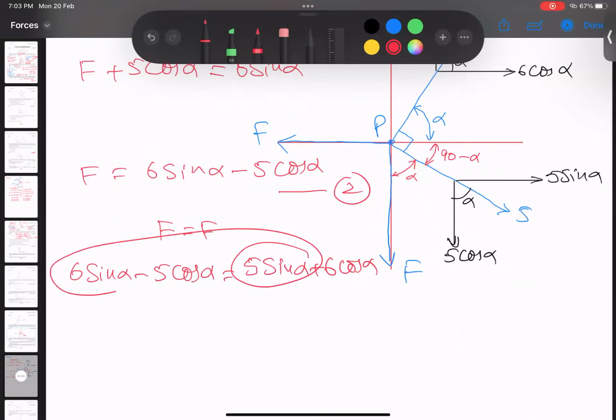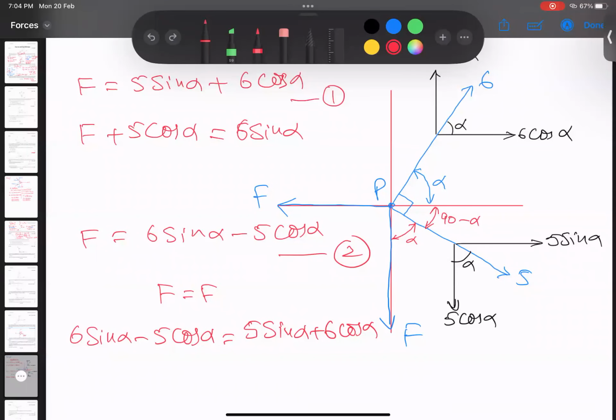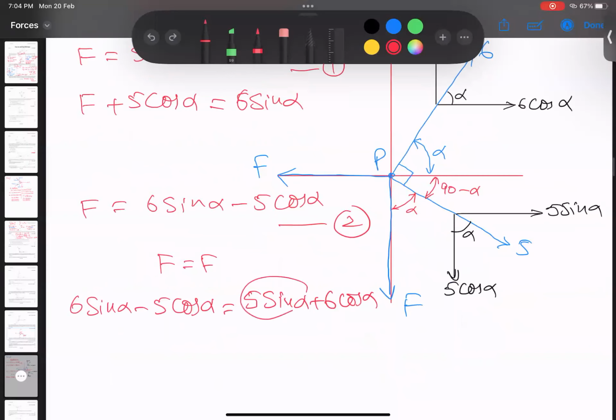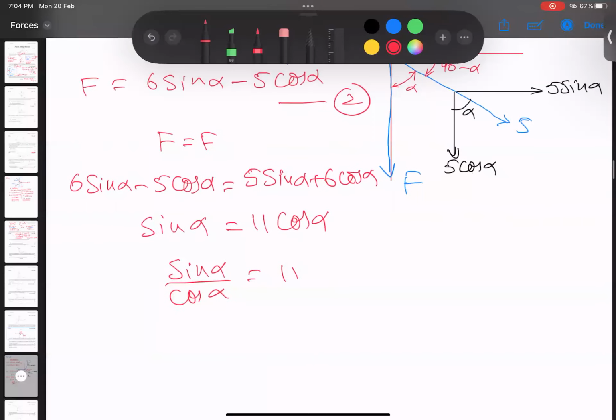Now this sine and this sine, you can see are the same. Let me recheck: 5 sine and 6 sine. Correct. It will come to this end. Out of 6, 5 subtracted, I'm getting here only sine alpha, and this will go to the other end. So this 5 will go there and 6 will add. I get 11 cos alpha. And all of you know sine by cos is tan. So this cos will go under sine like this. Sine up, cos down. I got 11. In short, I'm getting tan alpha equals 11.